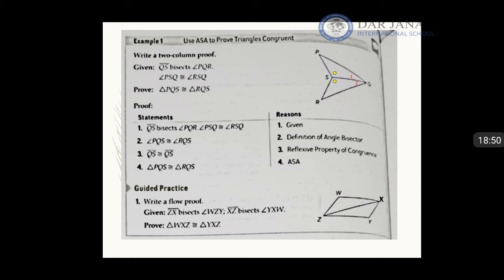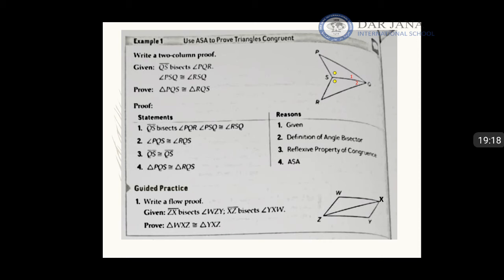So now up to here, let's see, what do we have? We have two angles in the first triangle, which is PQS, that are congruent to two angles in the second triangle. So let's figure out if we can find the included side. We know that QS is equal to itself. QS is congruent to itself, by the reflexive property of congruence.